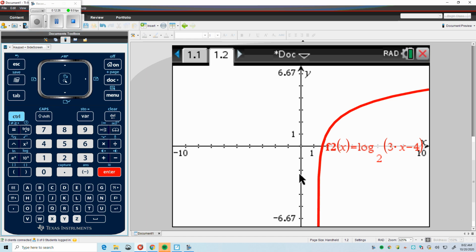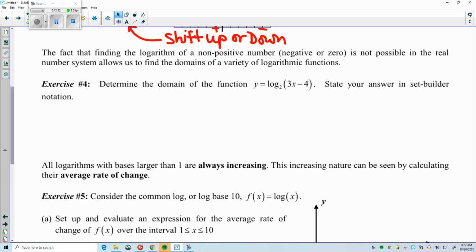Something that I'm hoping we're noticing with these graphs, like we have back on this page up here, is that finding the log of a non-positive number, meaning negative or 0, is not possible in the real number system. It allows us to find the domains of a variety of log functions. So negatives or zeros, it's not happening. Remember that it's not touching that y-axis, and the graph hasn't been in the negative location.